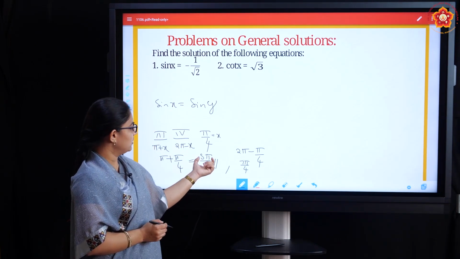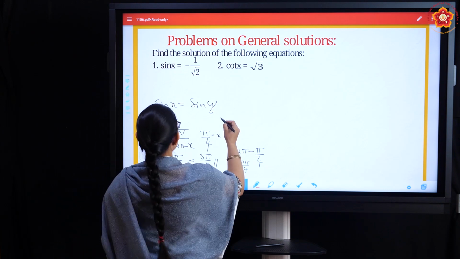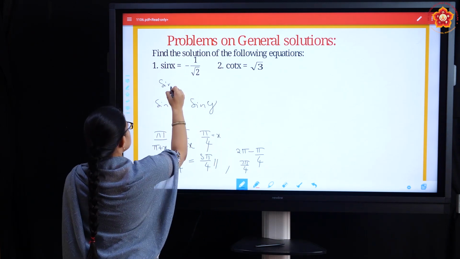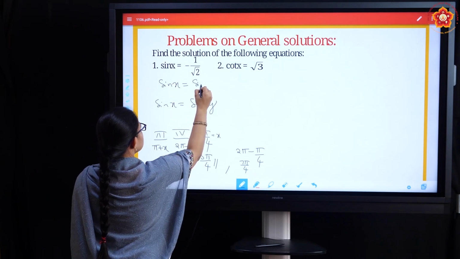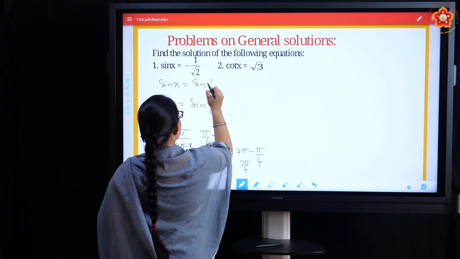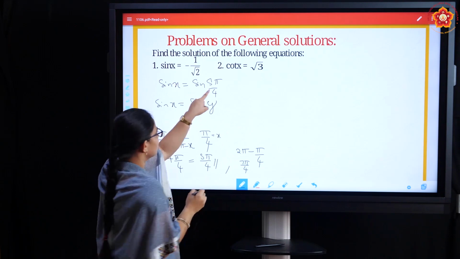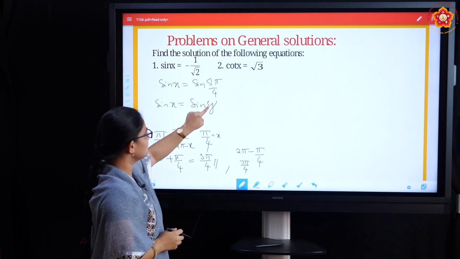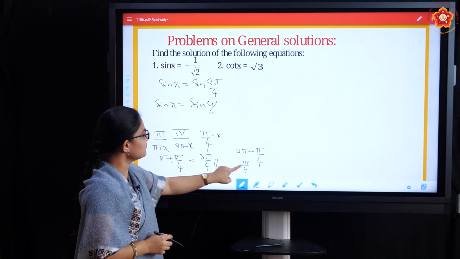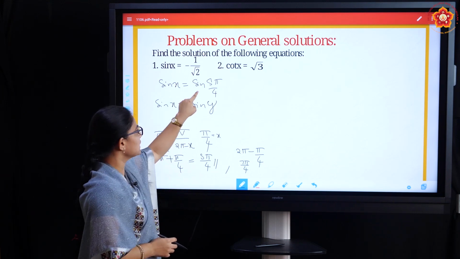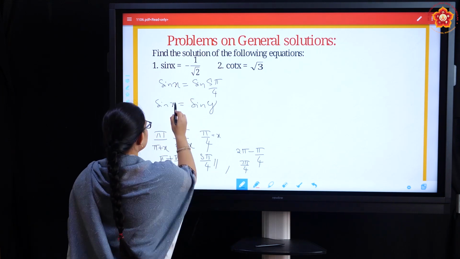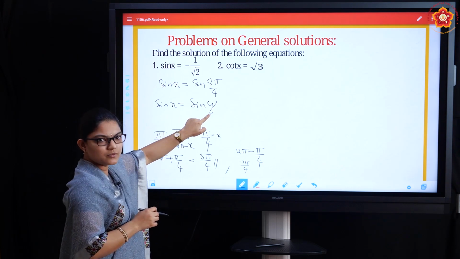If I take 5 pi by 4, I can express this as sin x is equal to sin of 5 pi by 4, because sin 5 pi by 4 is equal to minus 1 by root 2. Or you can take sin x is equal to sin of 7 pi by 4. Now I take sin of 5 pi by 4. So now it is in the form of sin x is equal to sin y.